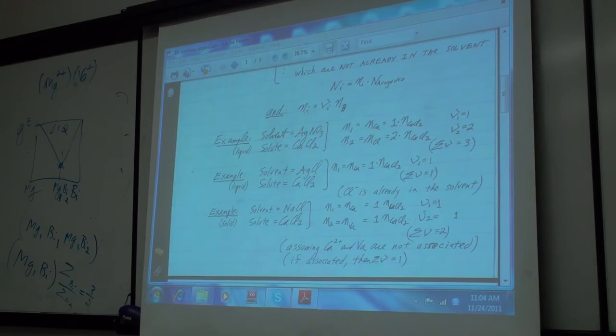Sodium chloride and calcium chloride, solid. When you put calcium chloride into solid sodium chloride, remember the calcium replaces the sodium, but you introduce a vacancy. And in the limiting case, the vacancy and the calcium ion are independent particles. So ν1 is you form calcium ions, ν2 is vacancy, so the sum of ν is 2, assuming that they're not associated. If the calcium ion and the vacancy, because they have different charges, are associated and move around like one particle, then your limiting slope is going to be 1.